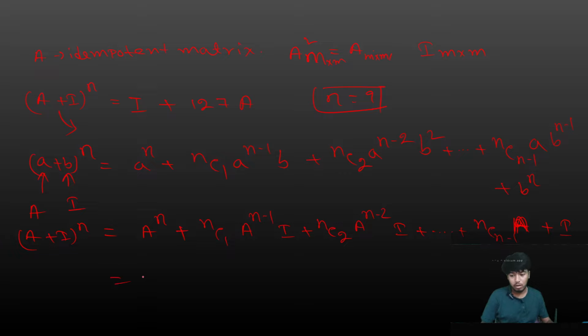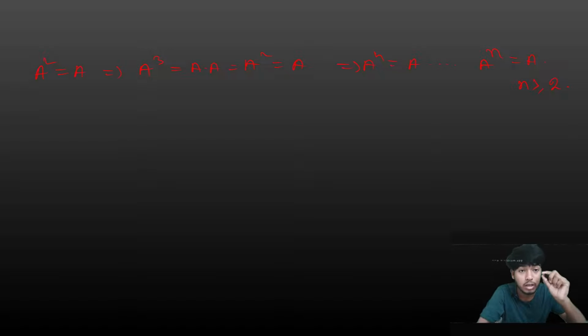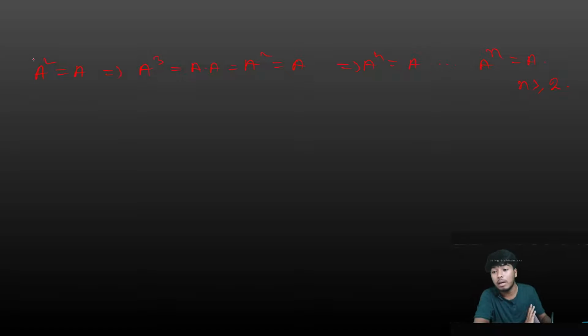Okay, now here is another property. Given A squared equals A, what is the value of A cube? A cube is A times A squared, that means A times A, that means A, which implies A^4 is also A, and so on. A^n is also A, for n greater than or equal to 2. So for all n greater than or equal to 2, A^n equals A, because we are given that A squared is A.